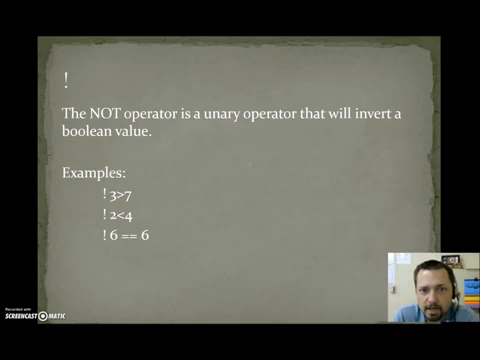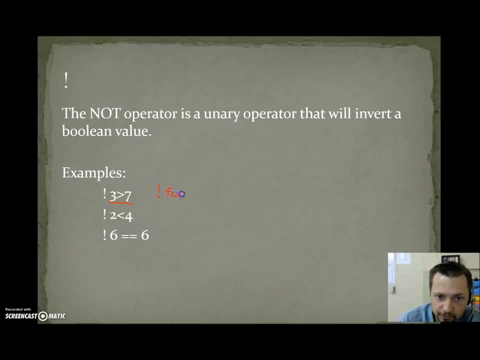Not. The not operator is a unary operator that will invert a Boolean value. So 3 greater than 7. 3 is not greater than 7, so we get false. But the opposite, or let me write it out, not false is true.